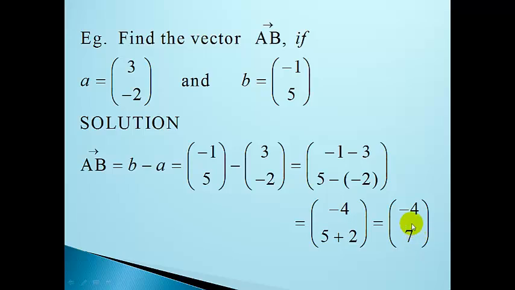So we see that the vector AB, with vector A to be (3, -2) and vector B to be (-1, 5), has now been expressed as a single vector (-4, 7). That is how we express two vectors as a single vector, or two points as a single vector.